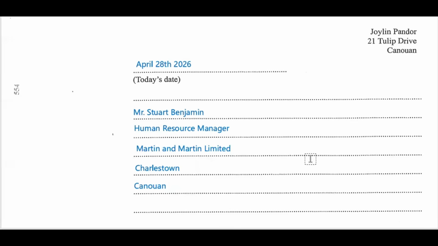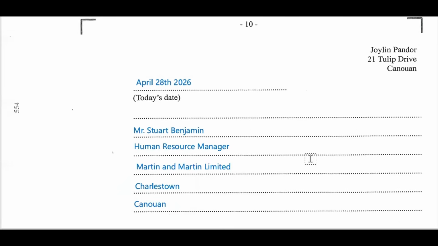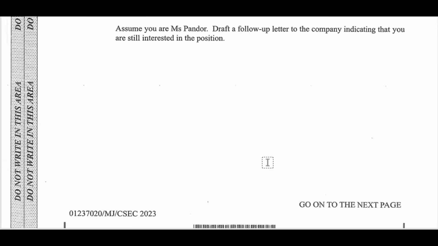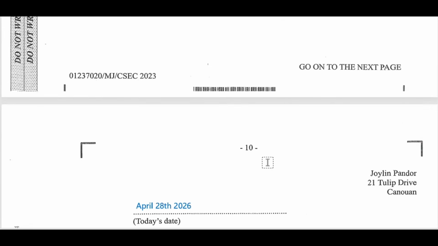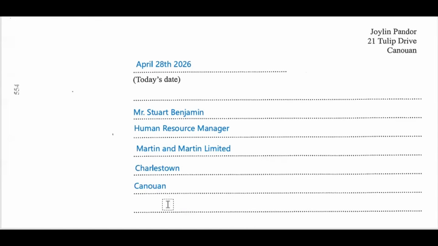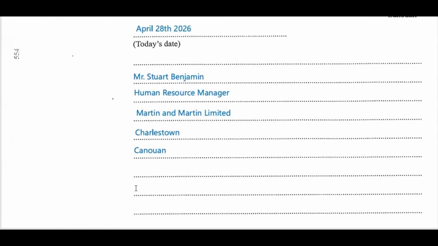Alright, so now she would have written or applied 2 months ago. Right, let's go back up to the scenario. She would have applied for this receptionist position, but she hasn't heard anything. So the question is asking you to write a follow-up letter showing that she's still interested. So after the addressee, have the salutation and then the subject. So the salutation is a greeting. So the greeting there, Mr. Benjamin, right? The subject is a follow-up letter. Now we can begin the body of the letter.